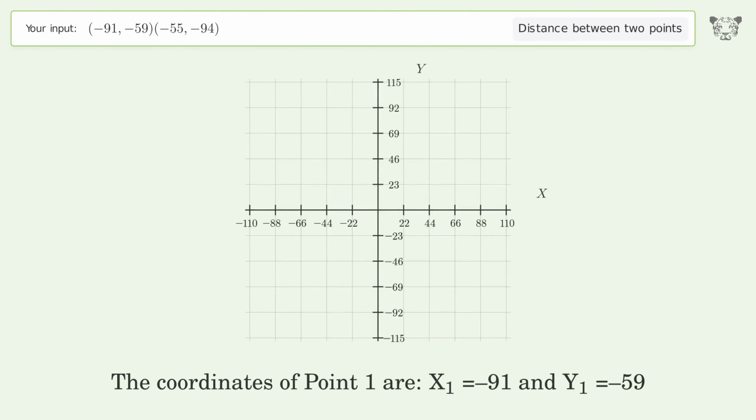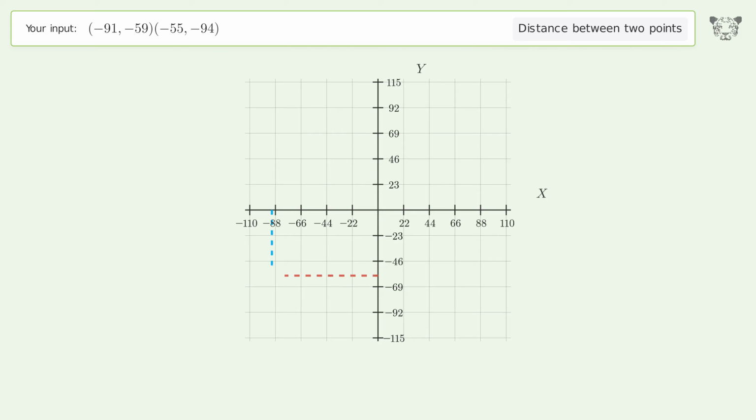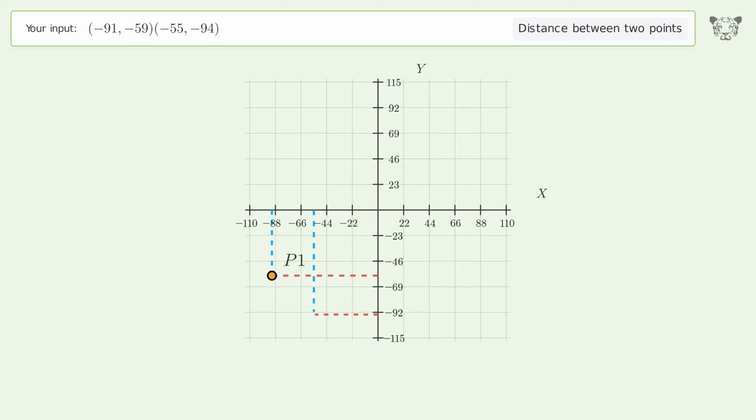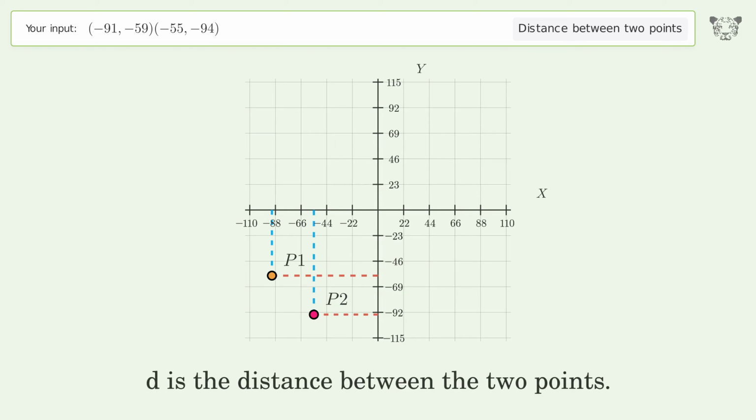The coordinates of point 1 are x1 equals -91 and y1 equals -59. The coordinates of point 2 are x2 equals -55 and y2 equals -94. D is the distance between the 2 points.